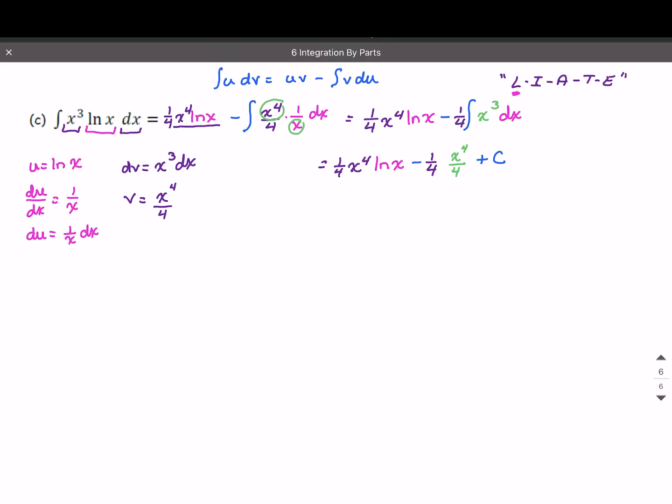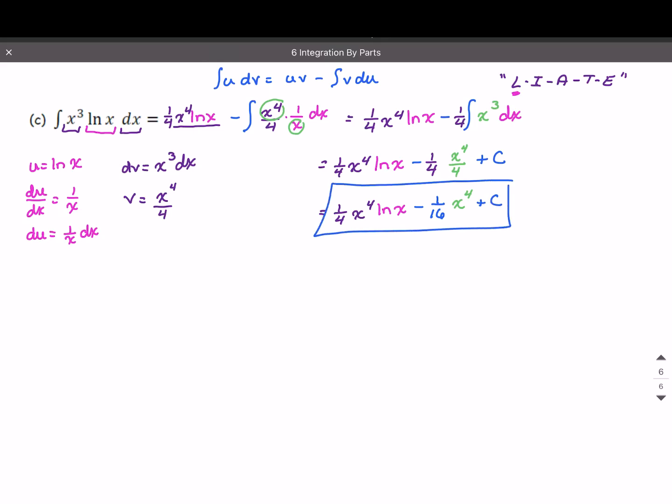And let's see if we can simplify that a little bit. We still have 1/4 x to the 4th times the natural log of x minus, now we've got 1/16 times x to the 4th, and of course our plus c.